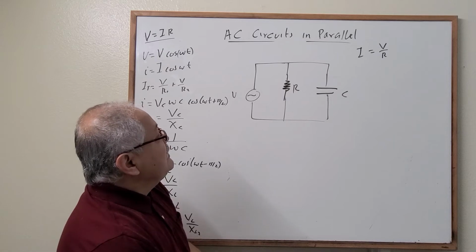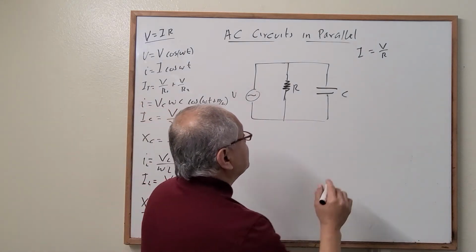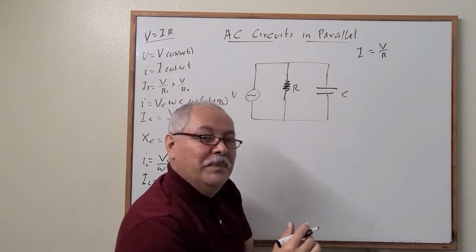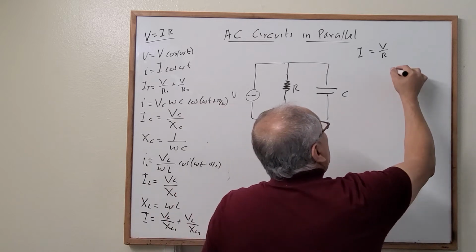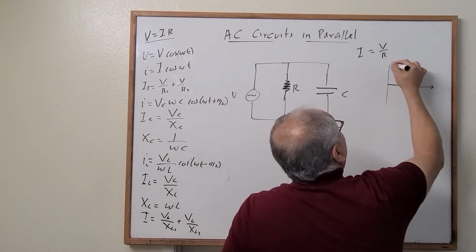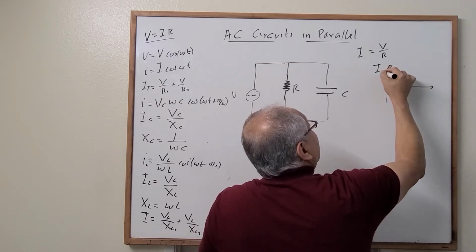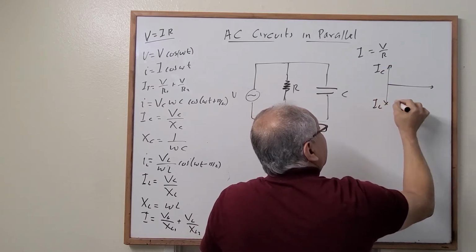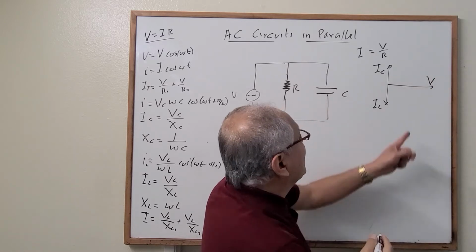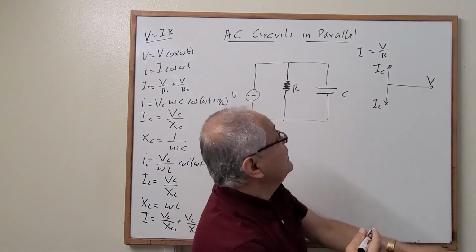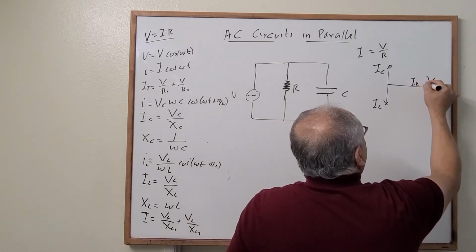In this case, let's use the phasor diagram. Remember, when we combine all the elements, what do we have? When we combine all the elements, we found that in this direction we have the current through the capacitor, in this direction the current through the inductor, and this is the voltage, or the current through the resistor. In this case we can also call it the current through the resistor.